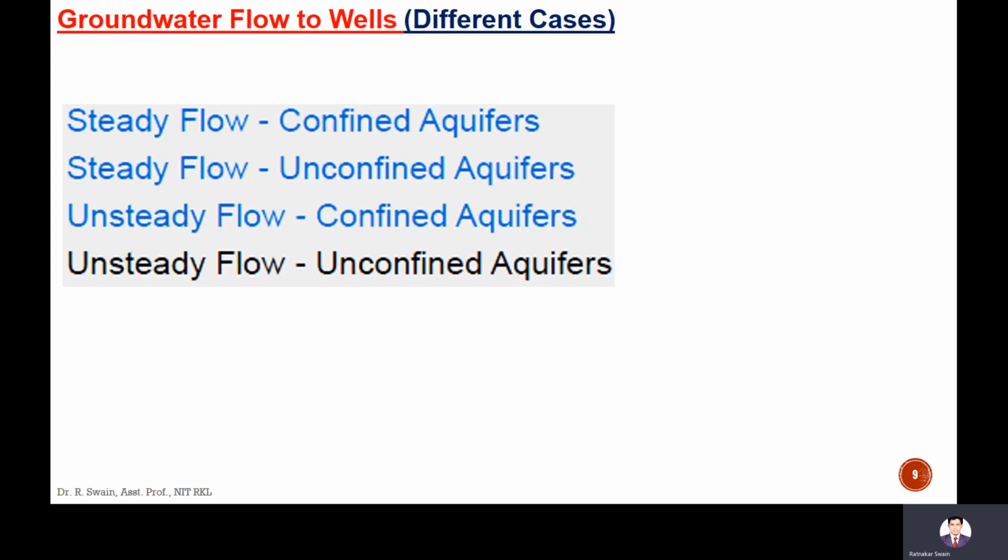So now we can say there will be different cases: steady flow in a confined aquifer, steady flow in an unconfined aquifer, unsteady flow in a confined aquifer, and unsteady flow in an unconfined aquifer. These four cases we will discuss. Today we will discuss steady flow in confined aquifers.